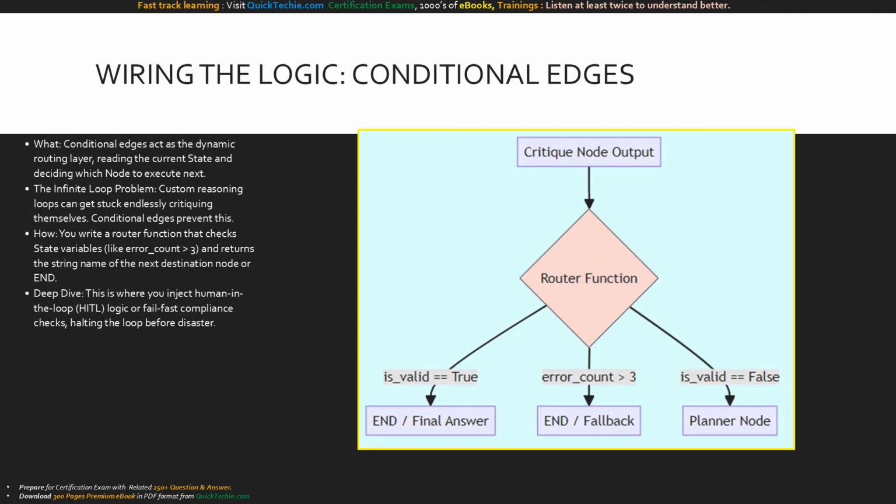To make these nodes function as a loop, we must wire them together using conditional edges. This is your dynamic routing layer. A conditional edge is a function that inspects the current state and mathematically decides where the workflow should go next.